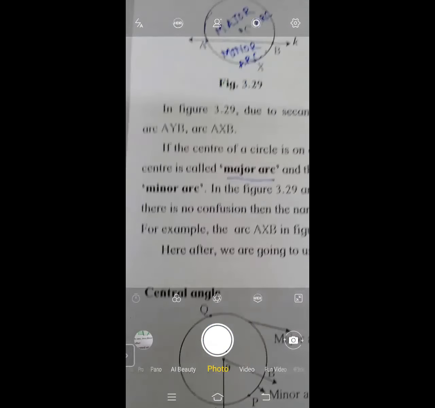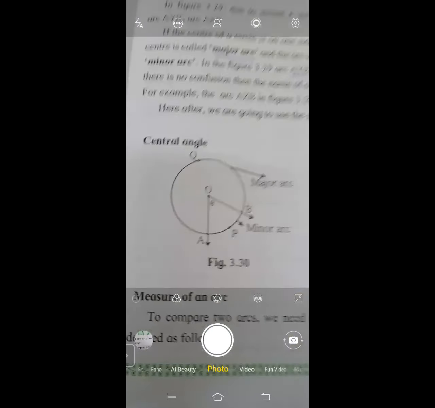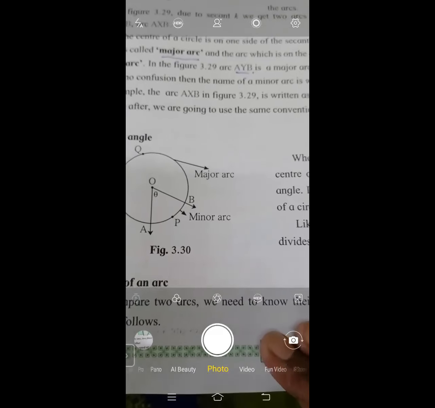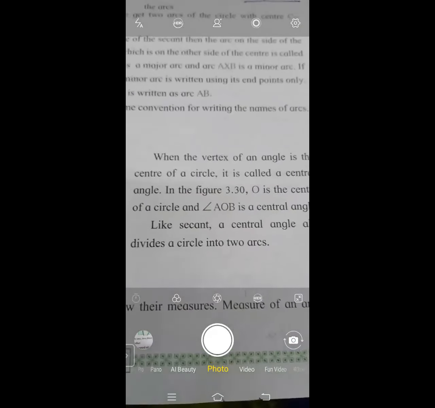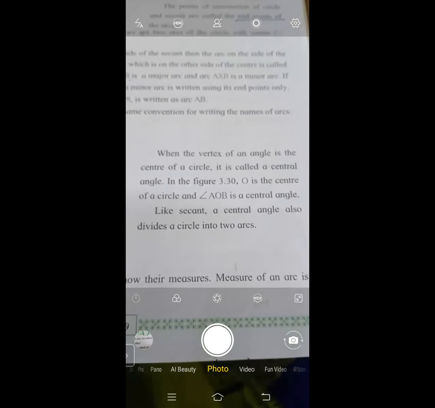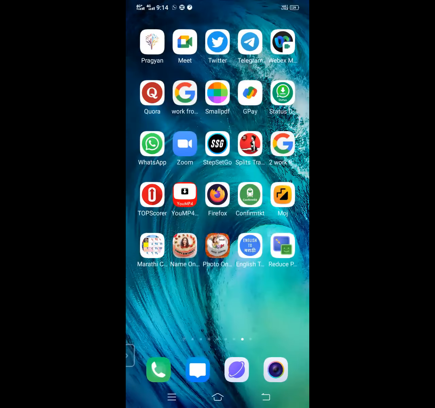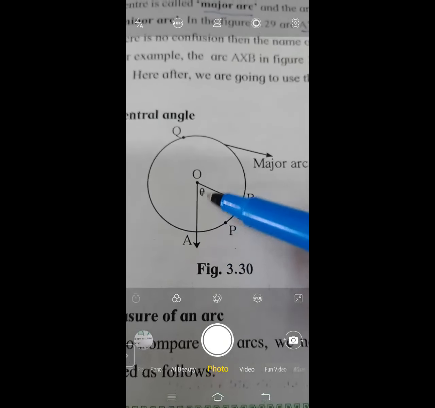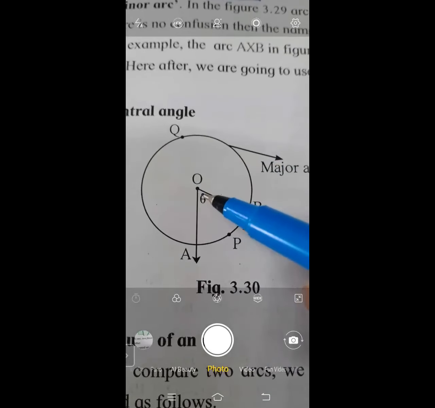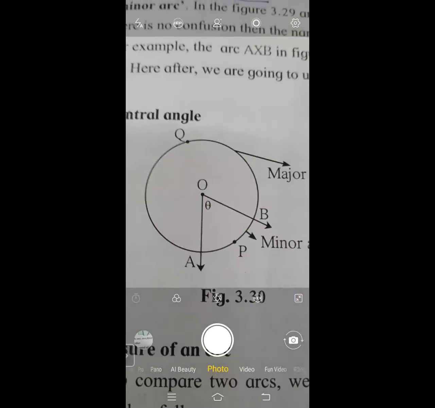We will go towards our next concept, which is the central angle. When the vertex of an angle is the center of the circle, it is called a central angle. First, you should know what the vertex of an angle is. You can see this is an angle AOB. The middle alphabet denotes the vertex, so it is O.